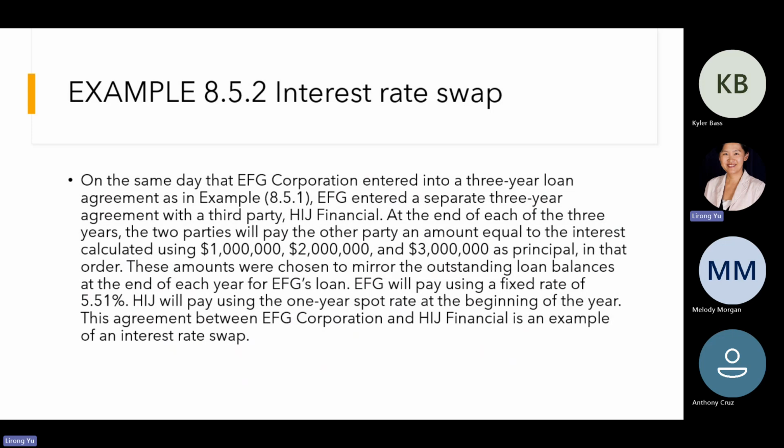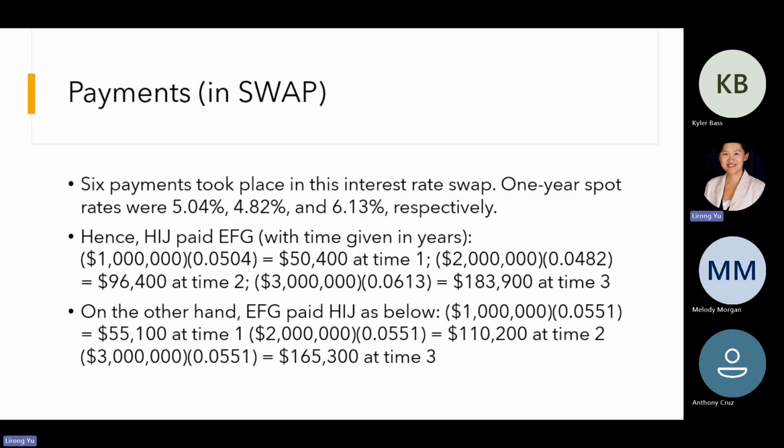Sounds familiar? If you are receiving a floating rate on the swap, and on the other side for the loan agreement you are paying the floating rate, then in effect you're actually paying a fixed rate if you combine the two contracts. Okay, so let's look at what happened. This is the payment that took place in this interest rate swap. The 1-year spot rate was 5.04. We're using the same interest rates as we mentioned earlier.